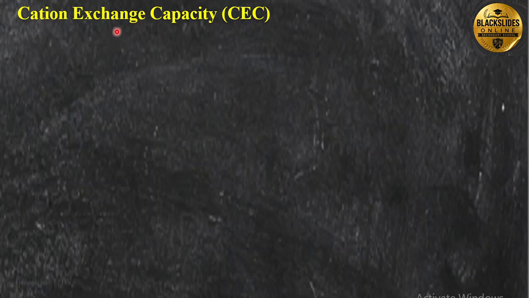Welcome to the next chemical property of soil, which is called cation exchange capacity, CEC in short. I wouldn't recommend that you should abbreviate cation exchange capacity like this. Okay. When you are writing cation exchange capacity in an exam, make sure you write it in full and not in abbreviated form.